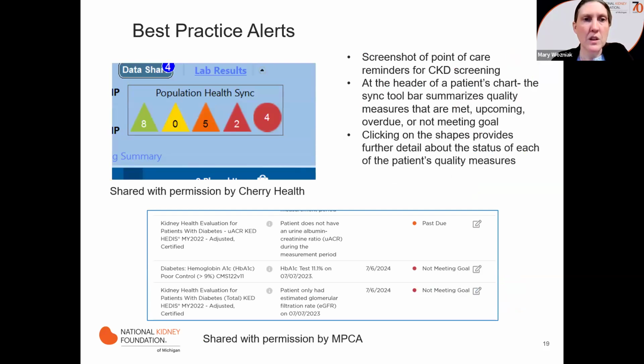So best practice alerts, a lot of EHRs have this available, or it might look something more like a health maintenance form. But this is just an example shared by Cherry Health of the different preventive services that people are due for. So they have turned on an alert related to kidney health evaluation testing in diabetes, as well as one for, I guess it doesn't show here, but there is also one available for hypertension. And just a quick way to see what patients may be due for. Clicking on the shapes provides further detail on the status of each patient's quality measures.